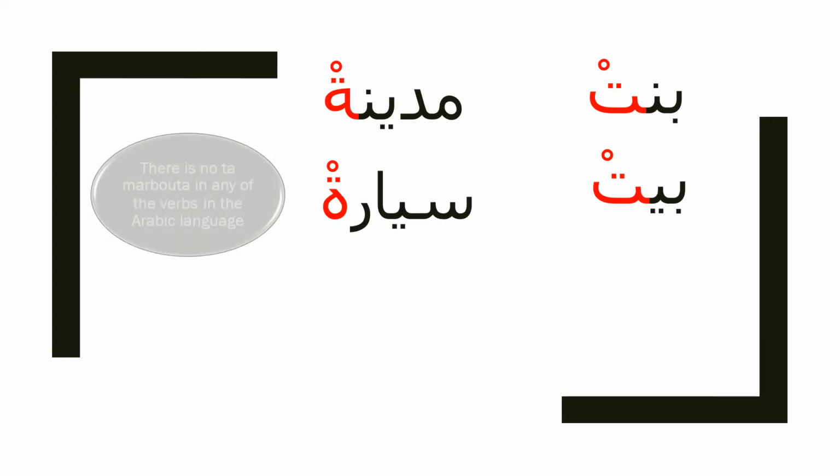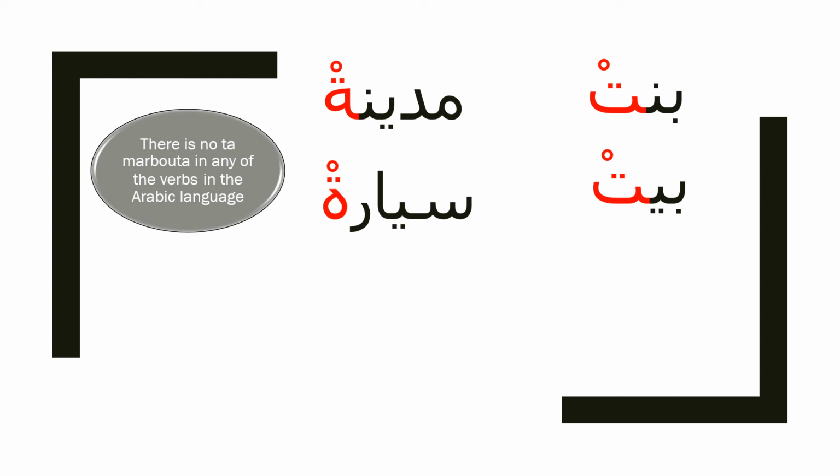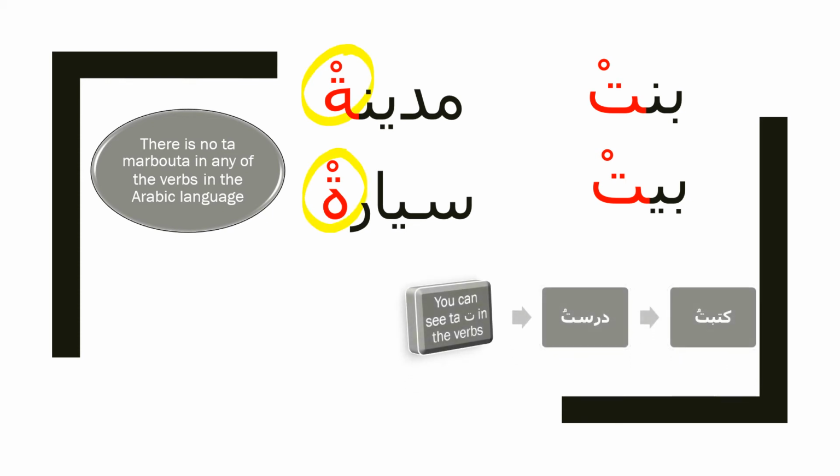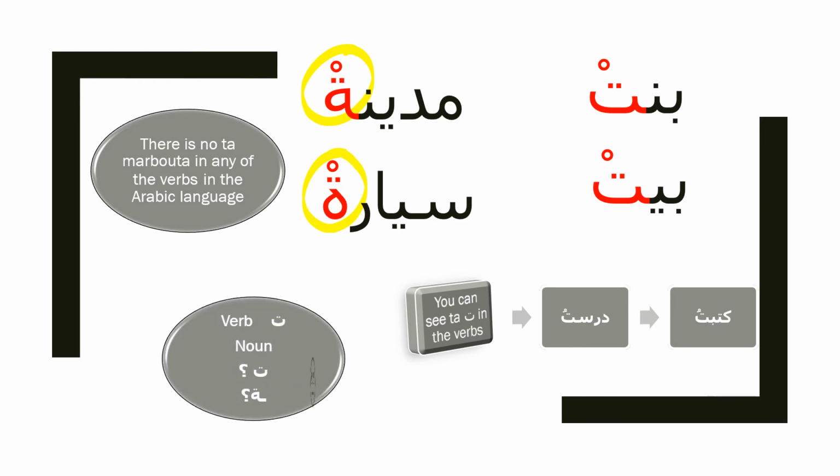Again, you will never see Ta Marbuta in any of the verbs. You can see open ta in the verbs, but Ta Marbuta, no. So anytime you see a verb and you are not sure, go back and remember the rules. Ta Marbuta, you always see it in the nouns and the adjectives, but in the verbs, it's always open ta.